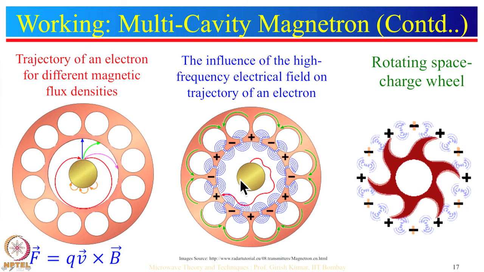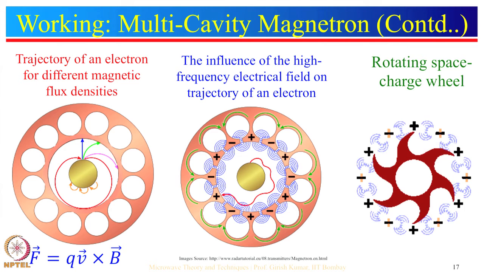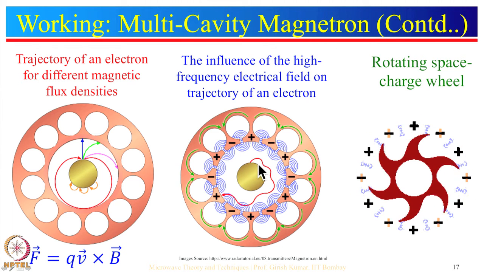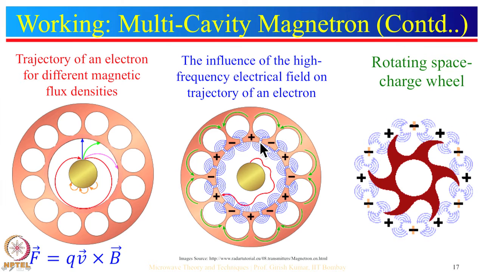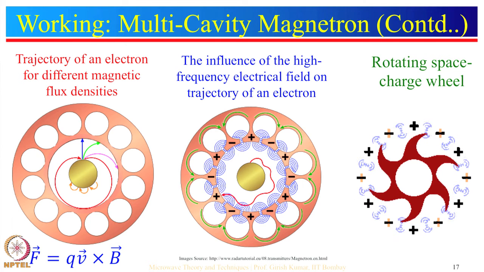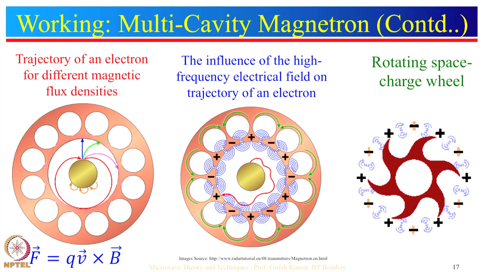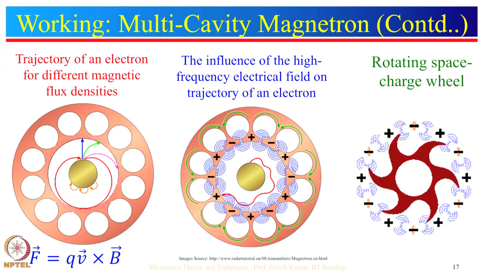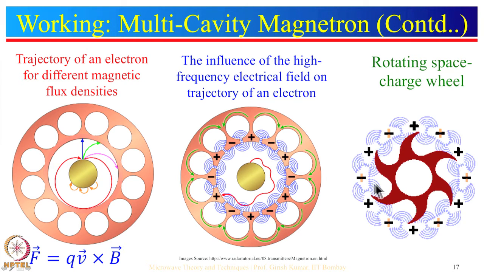All the electrons which are emitted from this cathode get energy from the DC electric field. Some of those electrons transfer their kinetic energy to the AC field present in the cavities, and those electrons help in sustaining the oscillations as they take energy from the DC fields and give up their energy to the AC fields. So this is how the oscillations are sustained in multi-cavity magnetron.